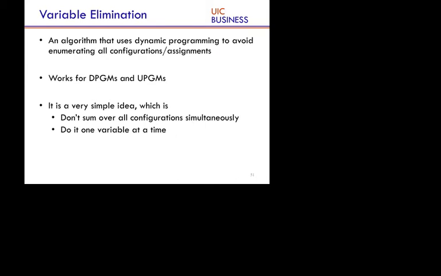So what is variable elimination? Variable elimination is actually a very, very straightforward algorithm, so it should be easy. It's an algorithm that uses dynamic programming to enumerate all configurations or assignments, and it works for both types of graphical models. So what do I mean? I put in the word dynamic programming, and I said dynamic programming is used to avoid enumerating all configurations or assignments. So what does it mean?